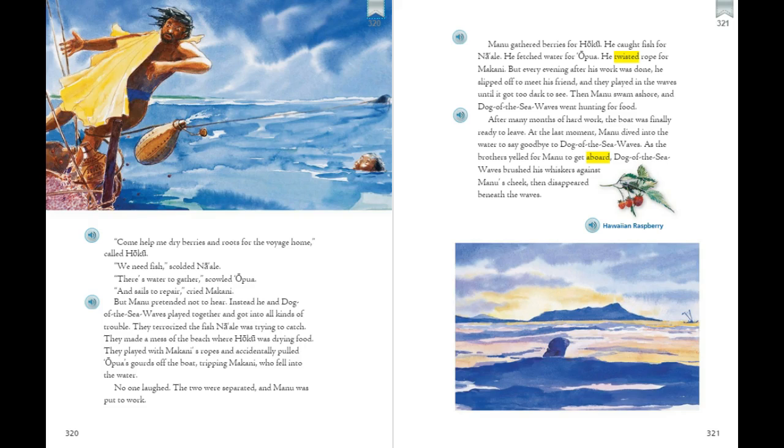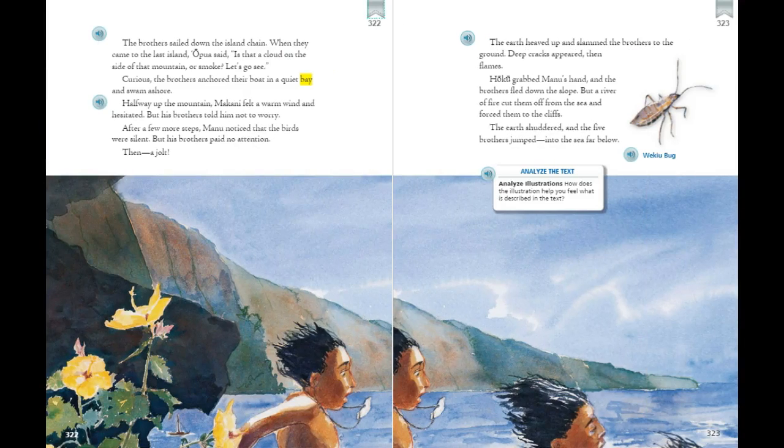How does the illustration on page 321 relate to what is happening in the story? What details does the author include to let you know that something is wrong? Analyze the text. Analyze illustrations. How does the illustration help you feel what is described in the text?